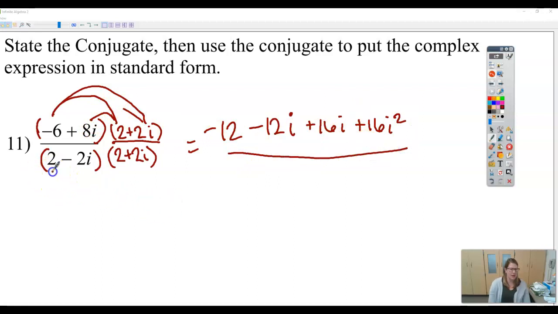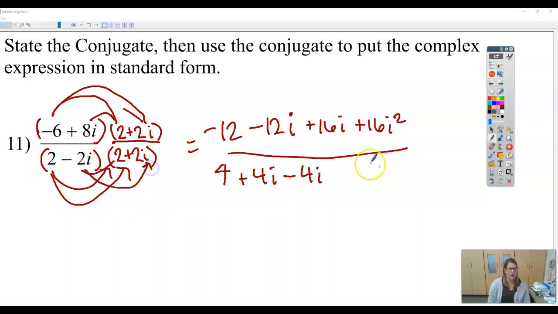Now we're going to go down here. 2 times 2 is 4. 2 times 2i is 4i. Negative 2i times 2 is negative 4i. And negative 2i times positive 2i is negative 4i squared. So now I'm going to ignore the bottom while I simplify the top, and then vice versa.